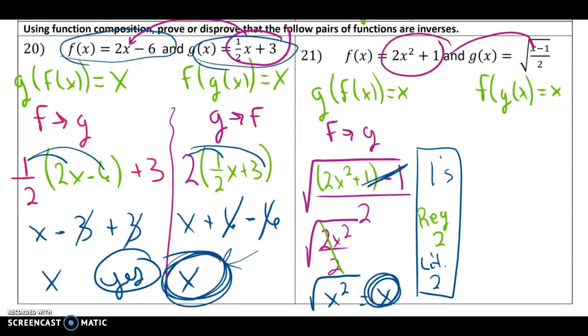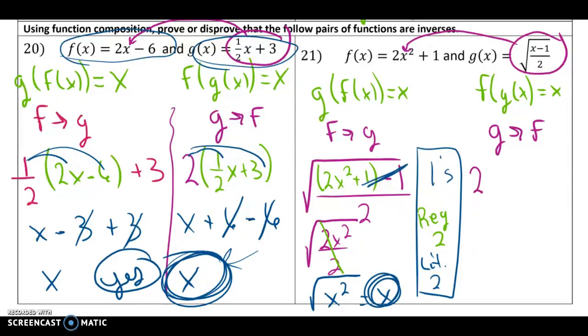So I'm going to do the same thing. I'm going to take g over here and put it into f. So this time all of this is going to go right there. So 2, and then I'm going to start my parentheses, and in the parentheses will go the big square root, x minus 1 over 2, and then that is all supposed to be squared, and then I still have the plus 1.